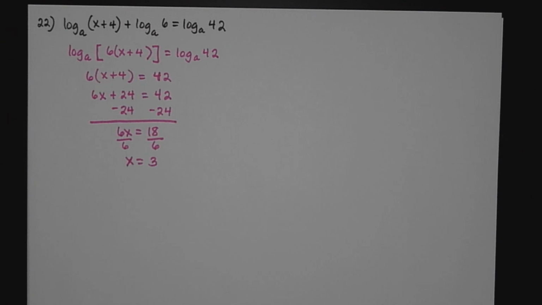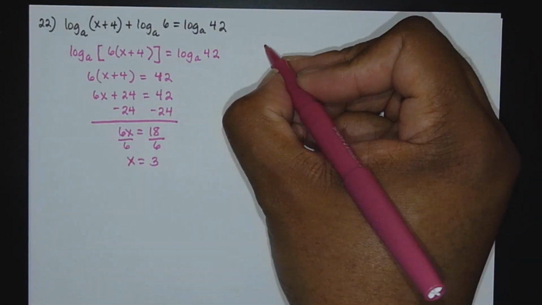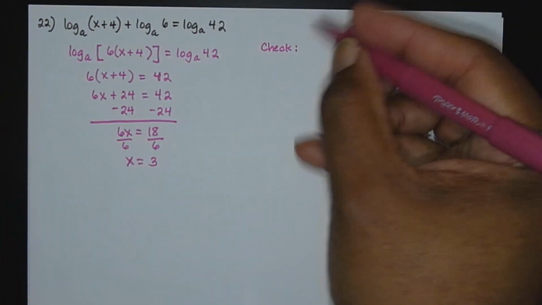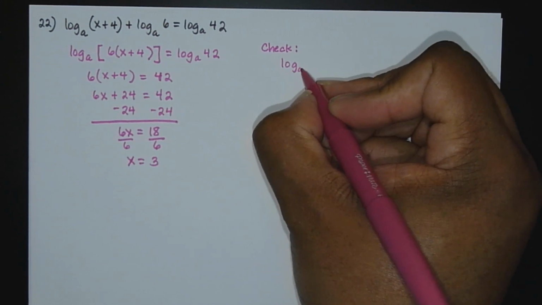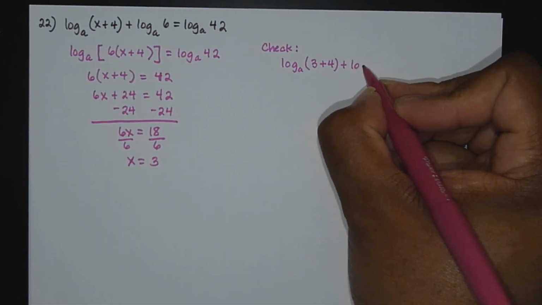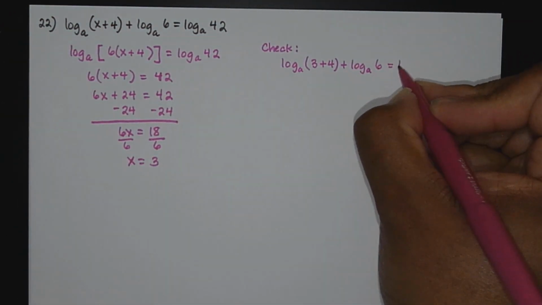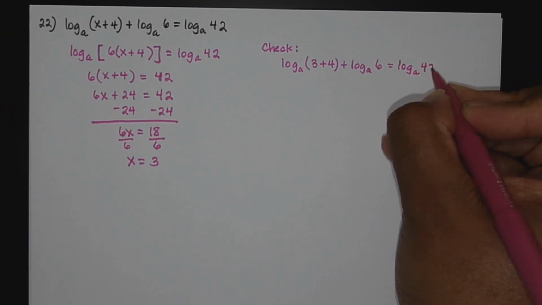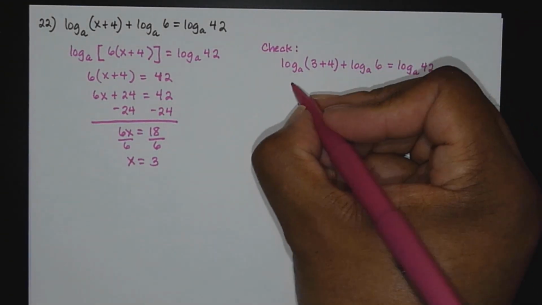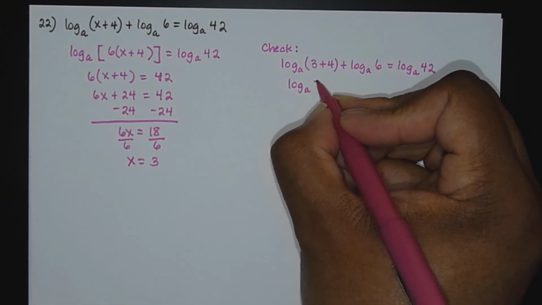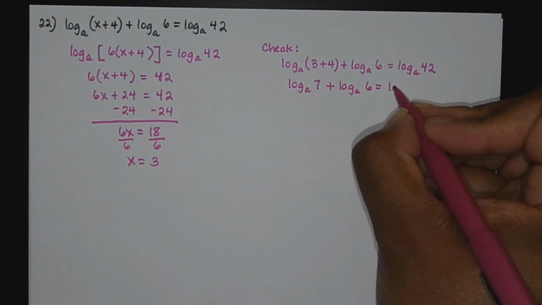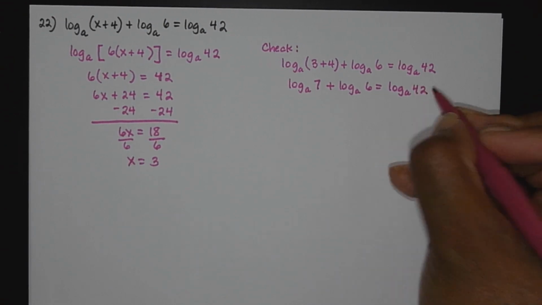But of course, you are required to do the check on these proposed solutions here. So if I do the check here off to the side, I'll take the original equation and replace each x with 3. So I have log to the base a of 3 plus 4 plus log to the base a of 6 equaling log to the base a of 42. Now, 3 plus 4, that's 7, so log to the base a of 7 plus log to the base a of 6 equaling log to the base a of 42.